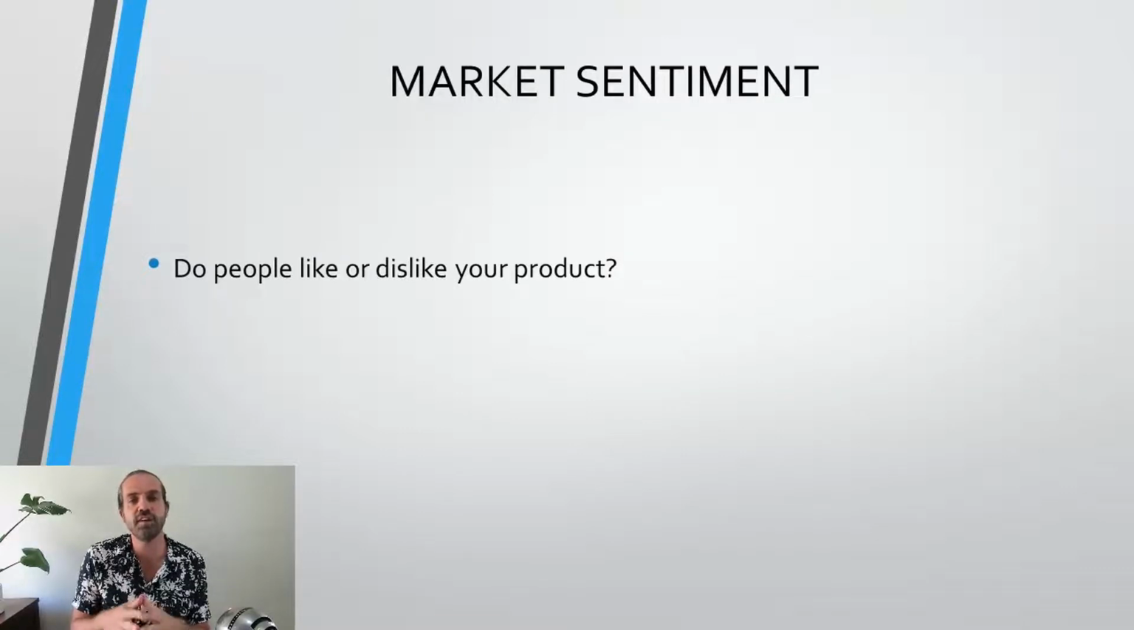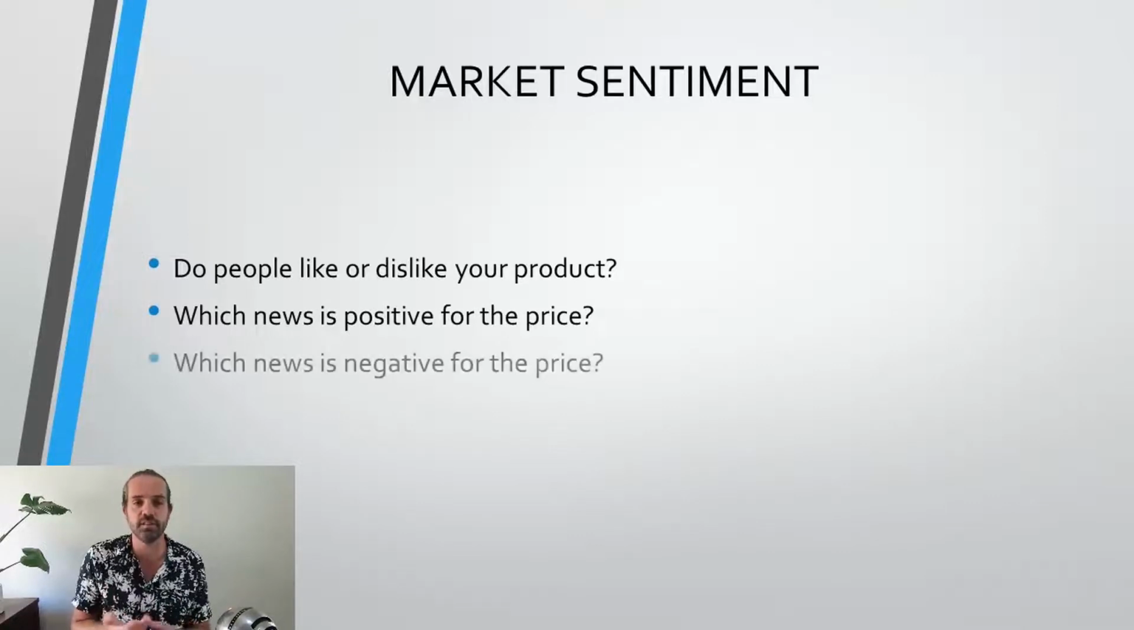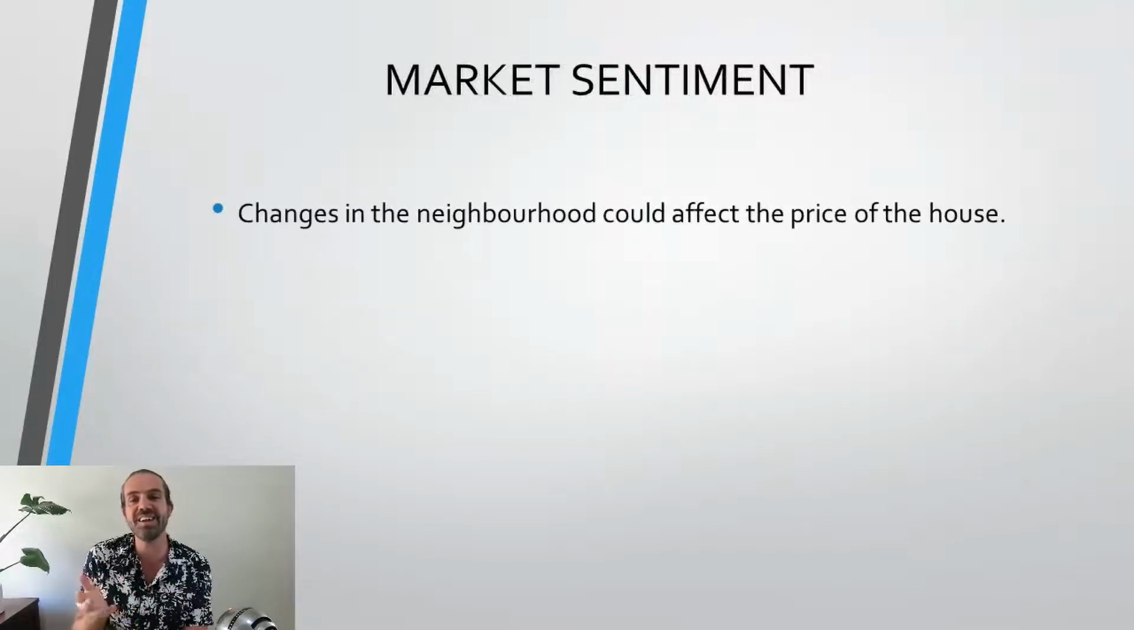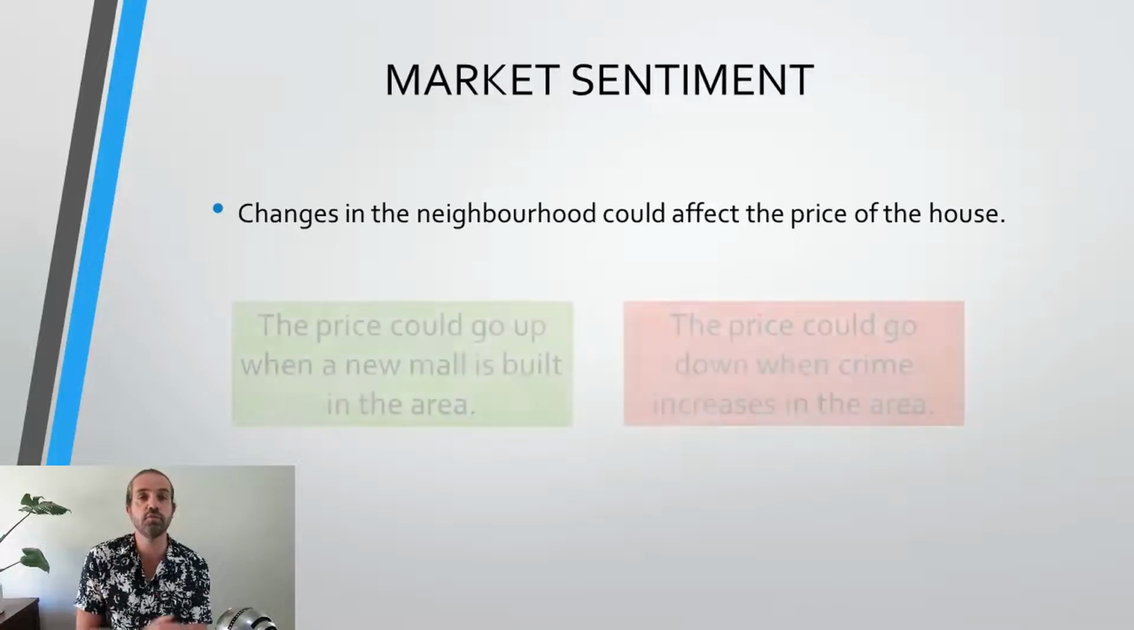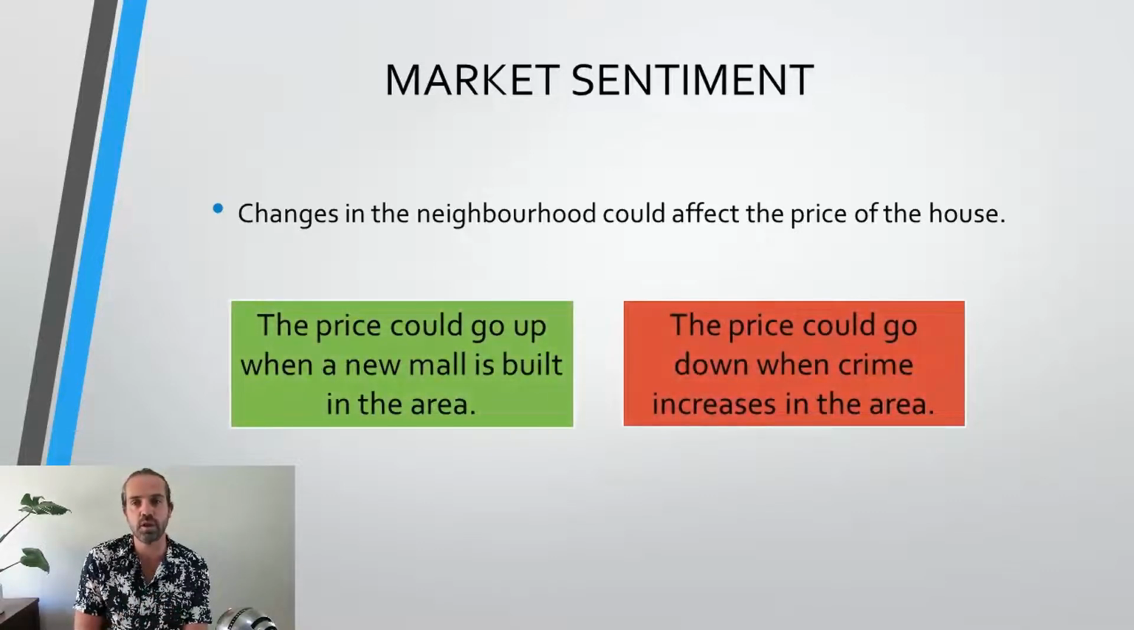This comes down to figuring out which news is positive for a product and which news is negative for a product. There are many approaches to this, and just about any investor you ask will have his or her own ideas and strategies. In the case of the property example, if crime suddenly increased in the neighborhood, this would negatively affect the market sentiment, which would potentially cause the price to go down, much like the building of a new mall caused the price to go up.